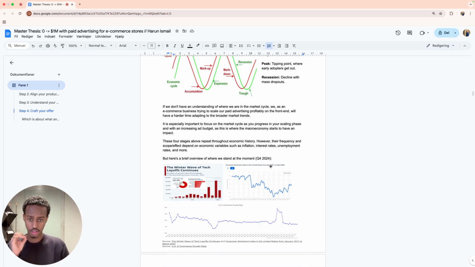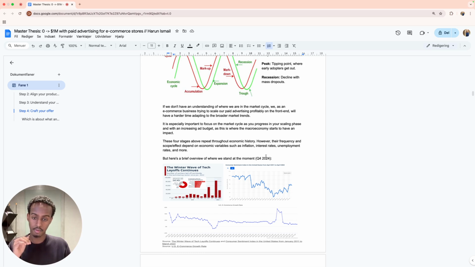These 4 stages repeat throughout economic history. However, their frequency, scope, and effect depend on economic variables such as inflation, interest rates, unemployment rates, and so on.